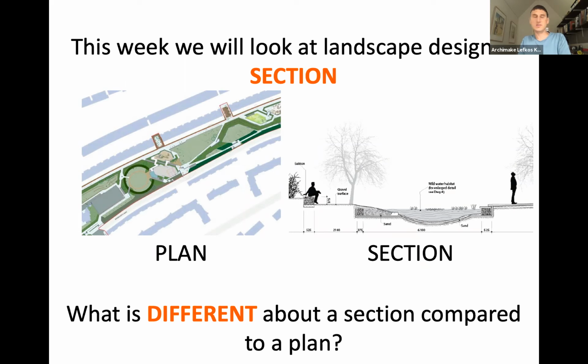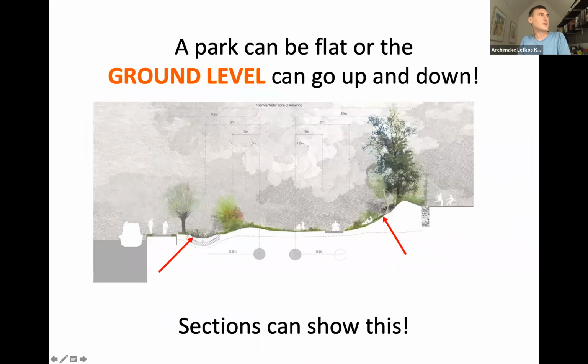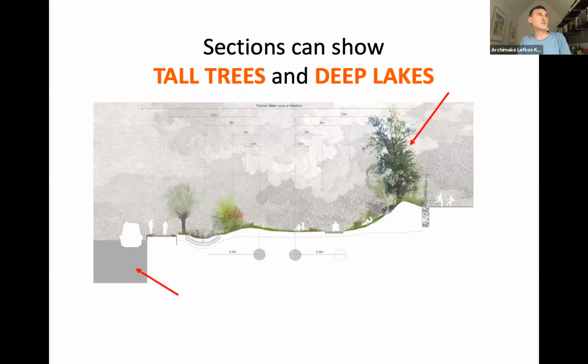And you can ask them, what is different about a section compared to a plan? Get a discussion going about that. With these two images, they may start talking about side views versus bird's eye views. And then we'll run through some of the kinds of qualities of a section and what they can show. So a park can be flat, or the ground level can go up and down, and sections can show this. Sections can show tall trees and deep lakes.